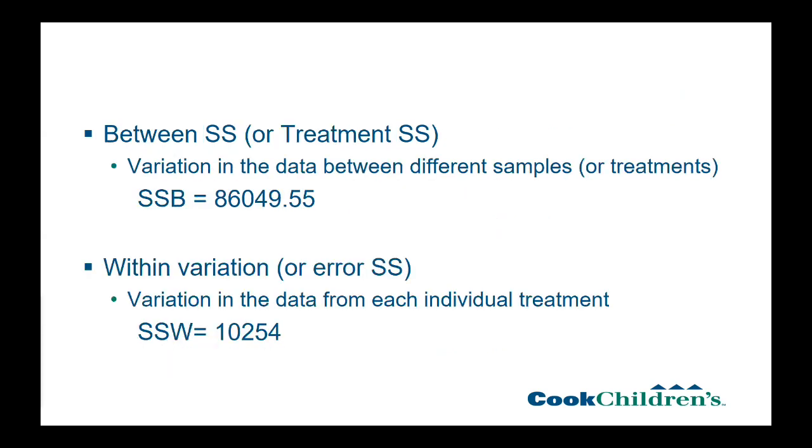Applying all those formulas I explained earlier, you have the between, or treatment, sum of squares as approximately 86,000, and the within, or error, sum of squares as 10,254. Just a quick reminder, for the sum of squares between, the grand mean is subtracted from the group mean. For the sum of squares within, or the error, the group mean is subtracted from the individual values.